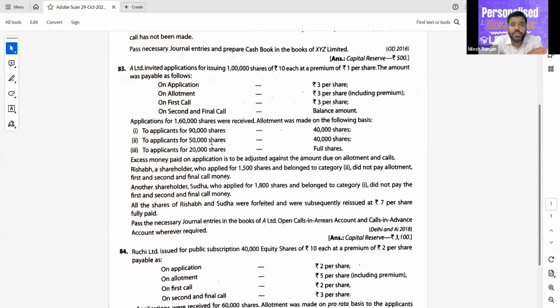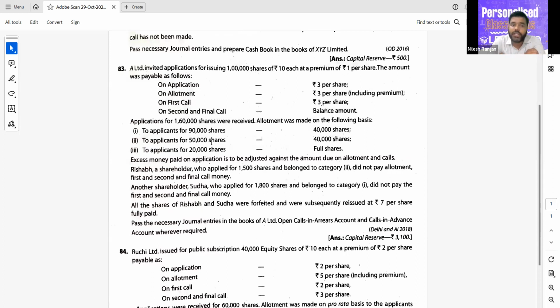To applicants for 90,000 shares, we have to issue 40,000. To applicants for 50,000 shares, we have to issue 40,000 shares, and to applicants for 20,000 shares, we have to issue full shares. So there are 3 categories we have to consider while solving the question, and they are treated differently. In the first case there is a 4:9 ratio, meaning for every 9 applications we will issue only 4 shares. In the second case, we have issued 40,000 shares for 50,000 applications, a 4:5 ratio. In the third situation we have issued the total shares applied for: 20,000 applied, 20,000 allotted.